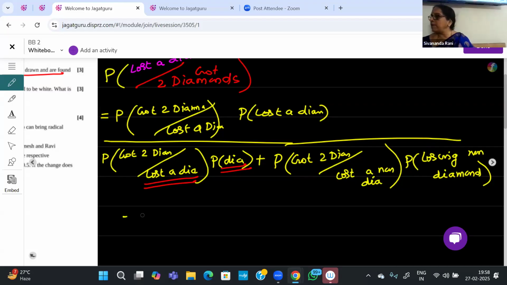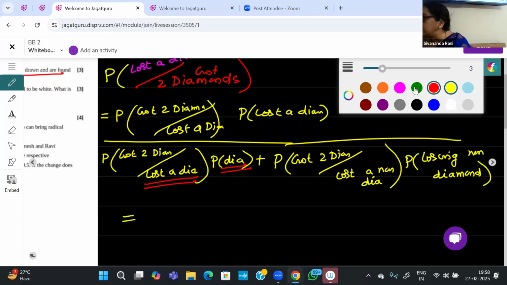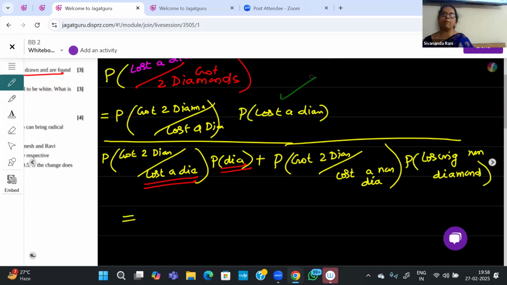Now you tell me, first of all, I think these are simple to find out. So let's find out what is the probability of losing a diamond. There is a pack. Initially there is a pack. Nothing was done to it. The pack is intact. What is the probability for me to lose a diamond in it? How many diamonds are there? 13. So 13C1 by 52C1. That is the probability of losing a diamond, right?